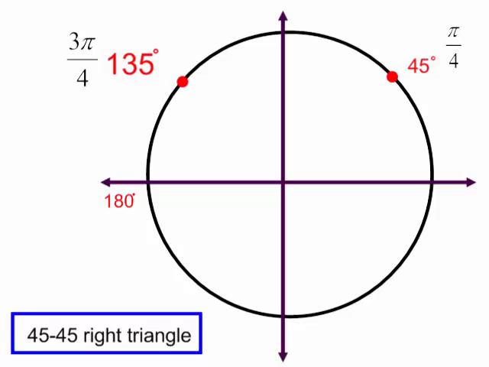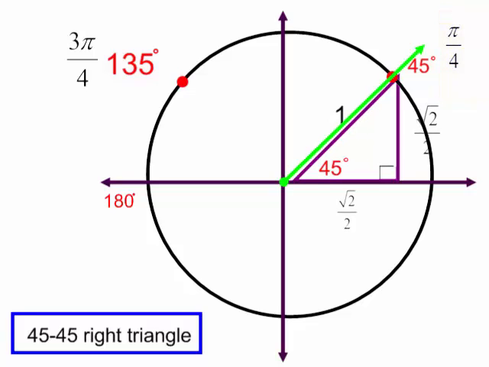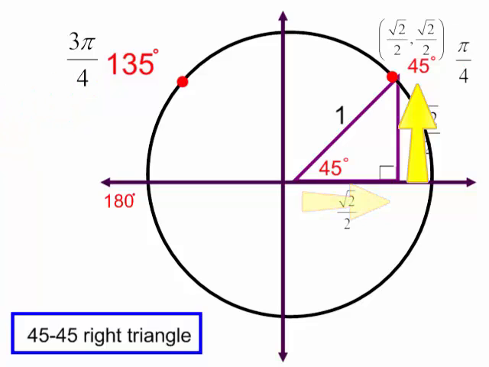And now we're going to talk about the cosine and the sine of angles that increase by 45 degrees. 45 degrees, here we are. This is the radian pi over 4, and I am going to use a right triangle to help me out. In order to get to this point, I am going to go to the right the square root of 2 over 2, and I'm going to go up the square root of 2 over 2. The cosine and the sine are the same. They're both the square root of 2 over 2.